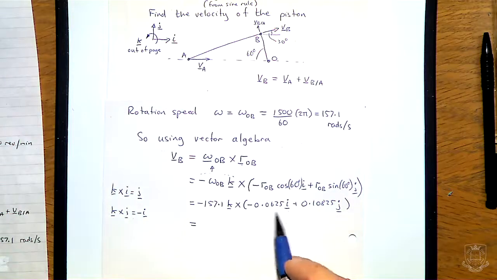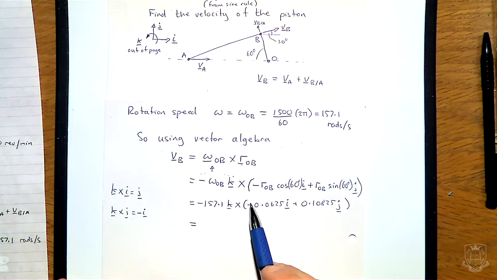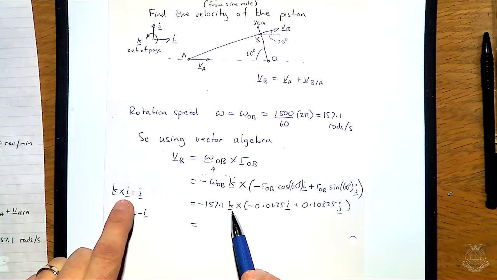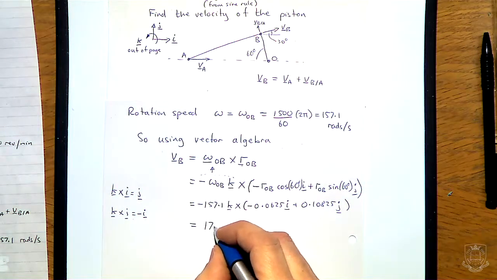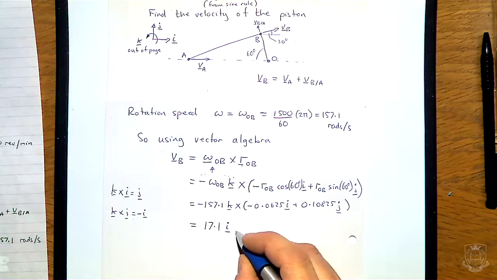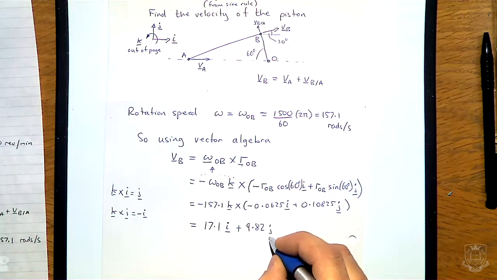So when I'm multiplying this out, the two things that happen are that the numbers just multiply, and then you have to take into account these multipliers as well. If you do that, it should come out at 17.1 times i plus 9.82 times j.